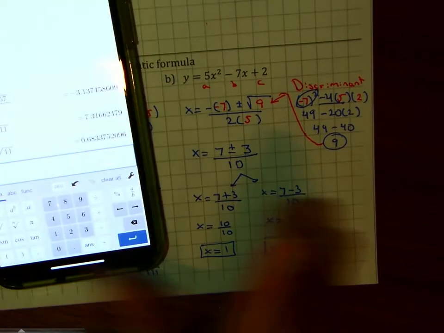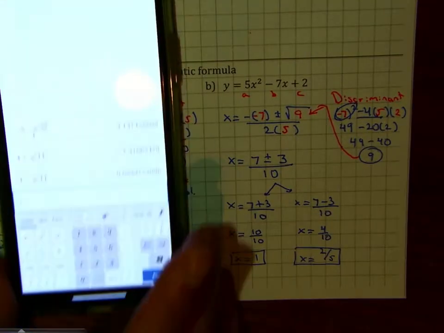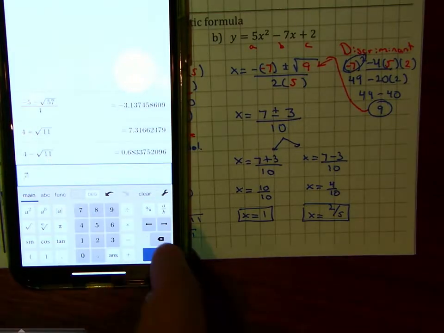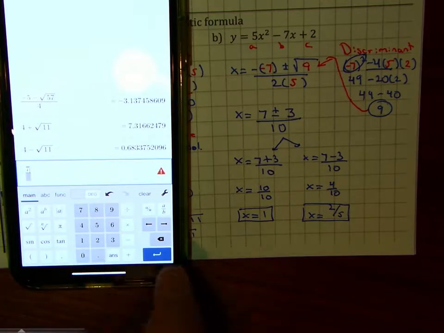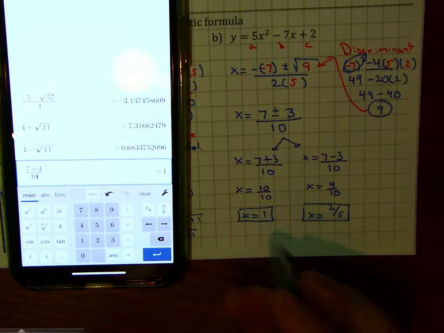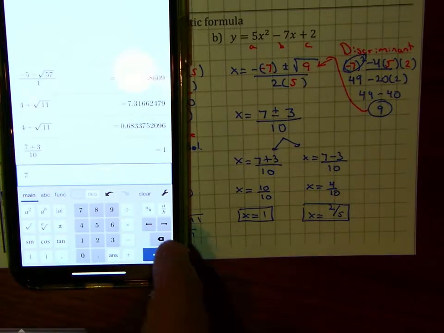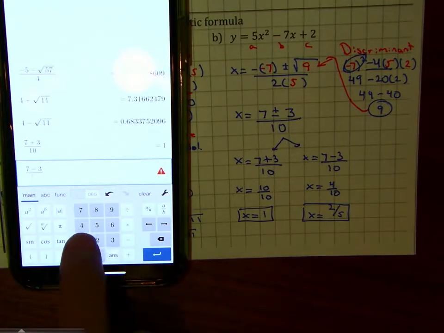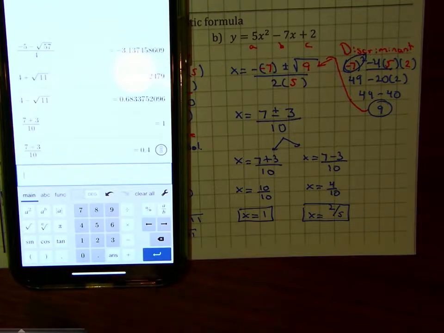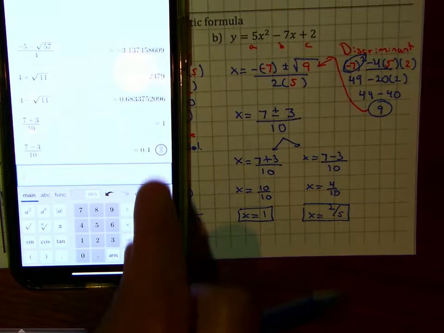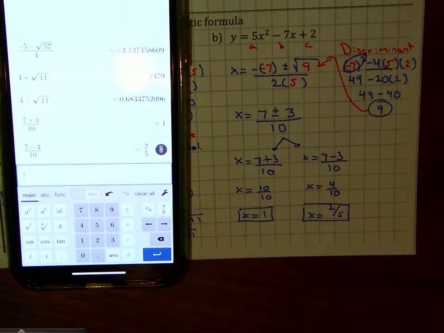So I'm going to use my decimal scientific calculator to type in the first one. Let me use my fraction bar first: 7 plus 3 divided by 10, which is 1. And 7 minus 3 divided by 10. And that gets me this. Notice that with this symbol, you can convert to a fraction, 2/5, or come back to a decimal. So they both are correct.